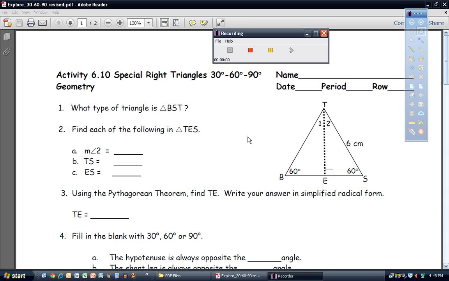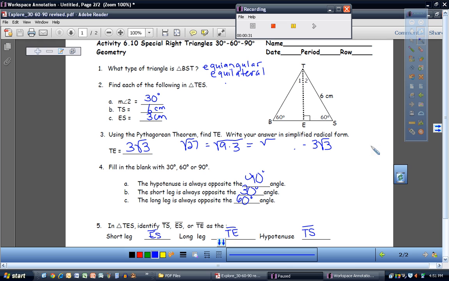So at this point, I want you to pause this video and do numbers 1 through 5 with the people sitting at your table. Okay, so you should have information filled in for sections 1 through 5.